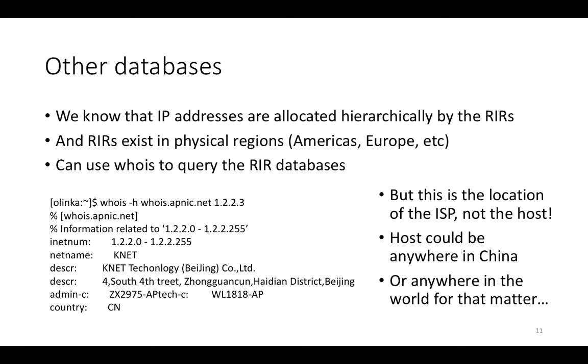But it's important to note that this location that's provided here is the location of the ISP and may be completely different than the host. In fact, the host could be anywhere in China, or it could be anywhere in the world for that matter. So the point here is that Whois can provide important contextual information to the likely location of a particular host, but it's certainly not conclusive. Some ISPs have extremely large IP address blocks. For instance, Comcast may have very large IP address blocks, but a Comcast user could be anywhere in the United States.